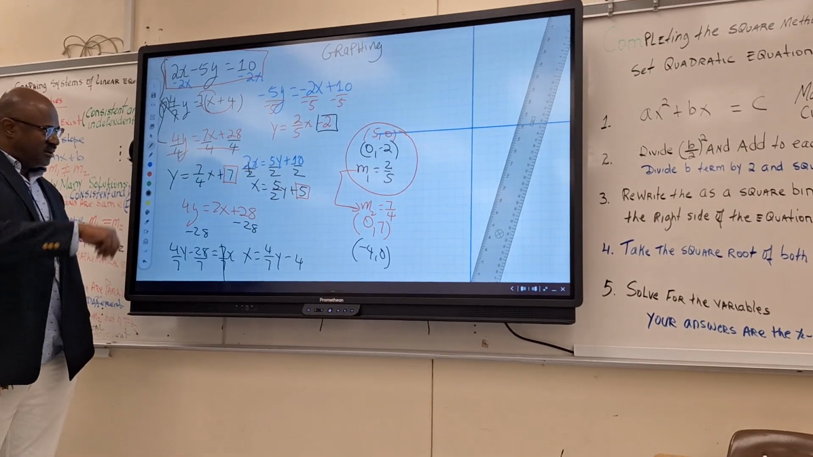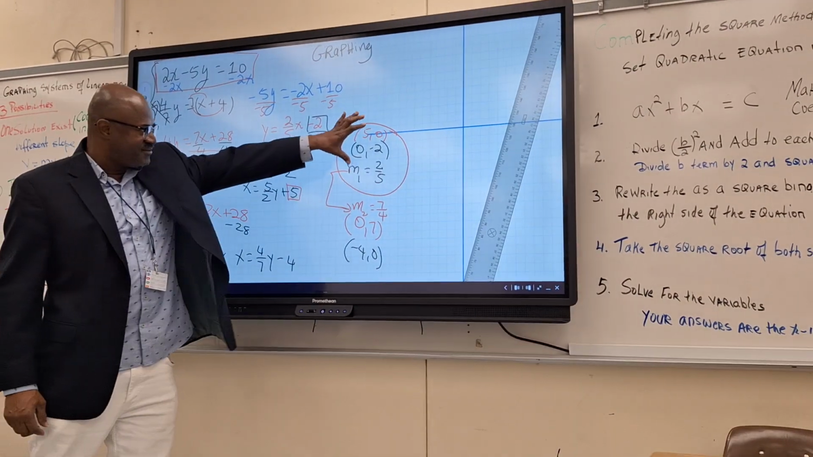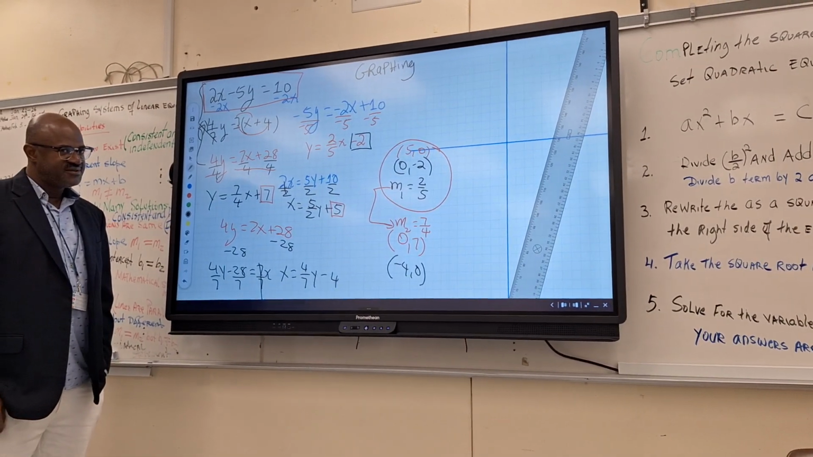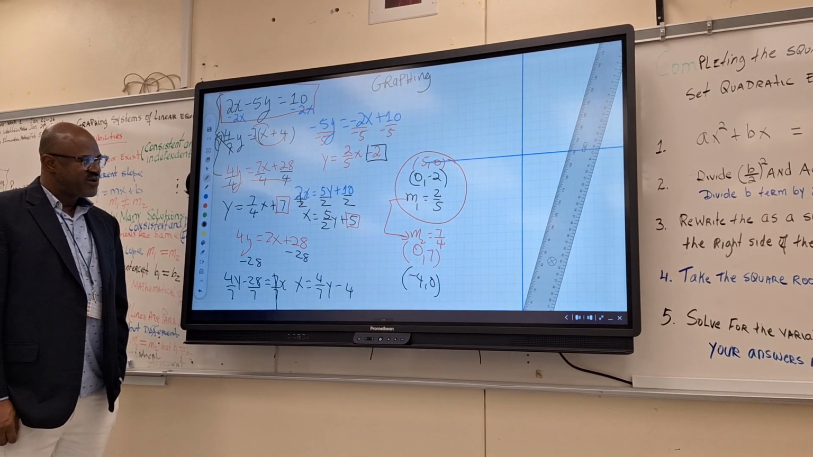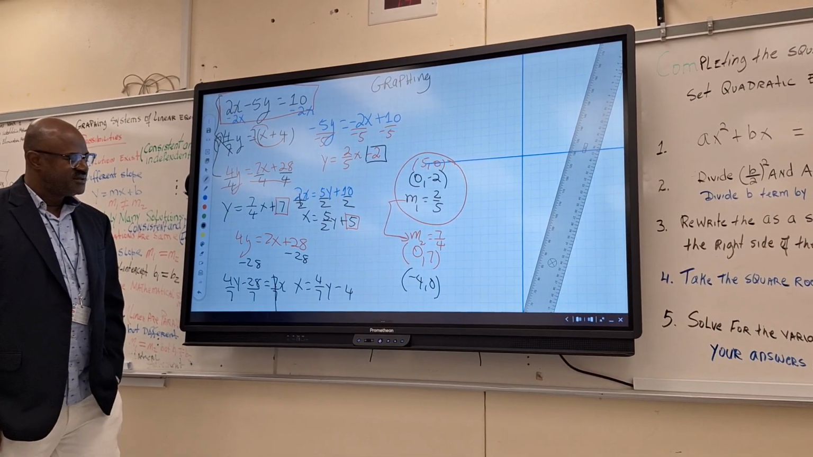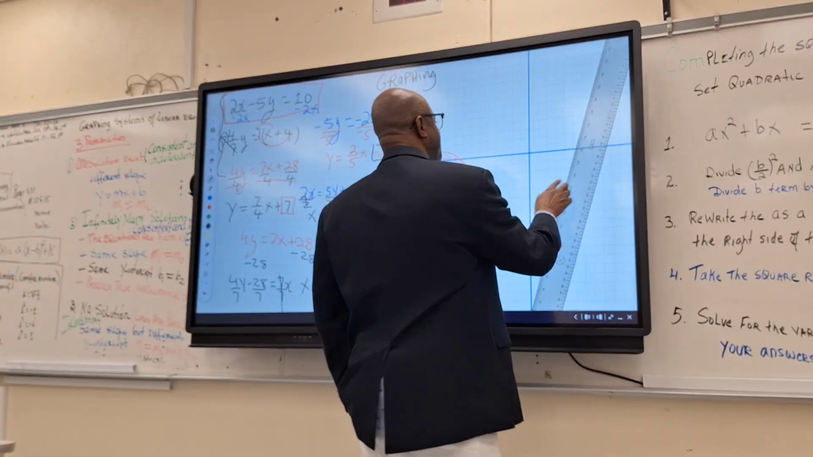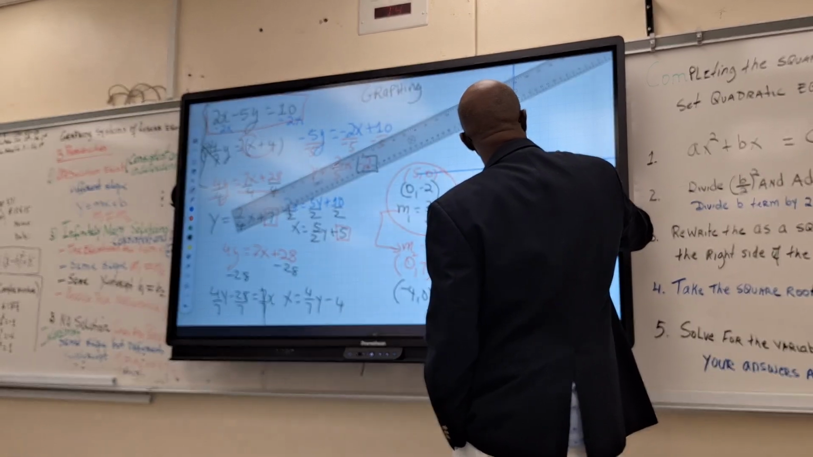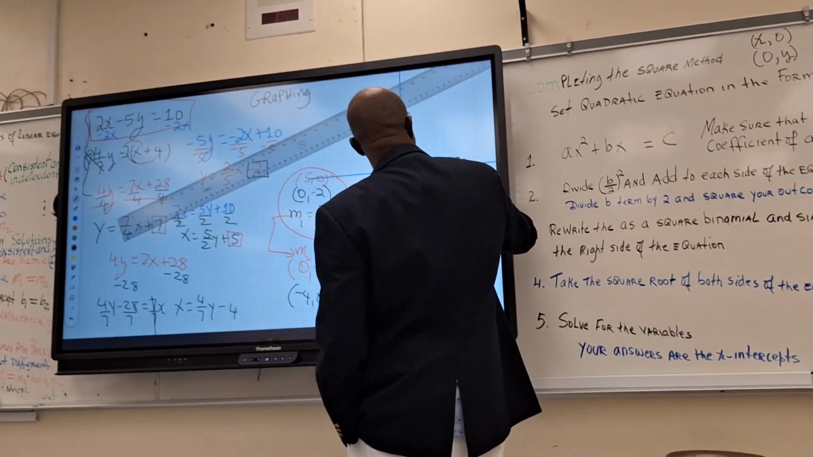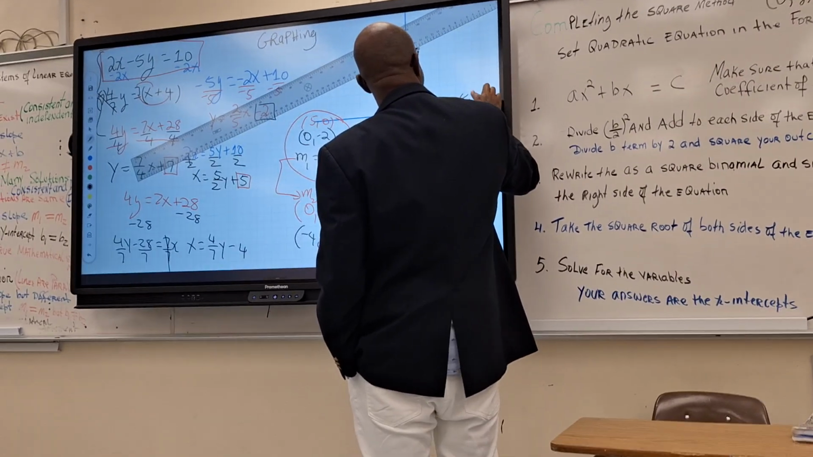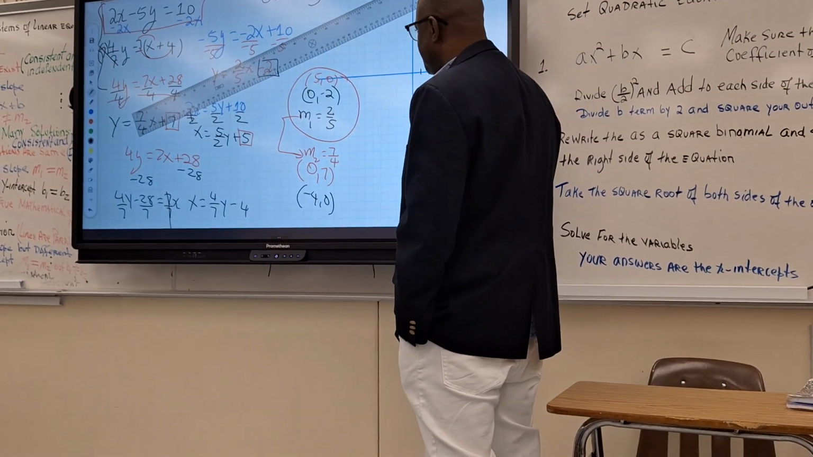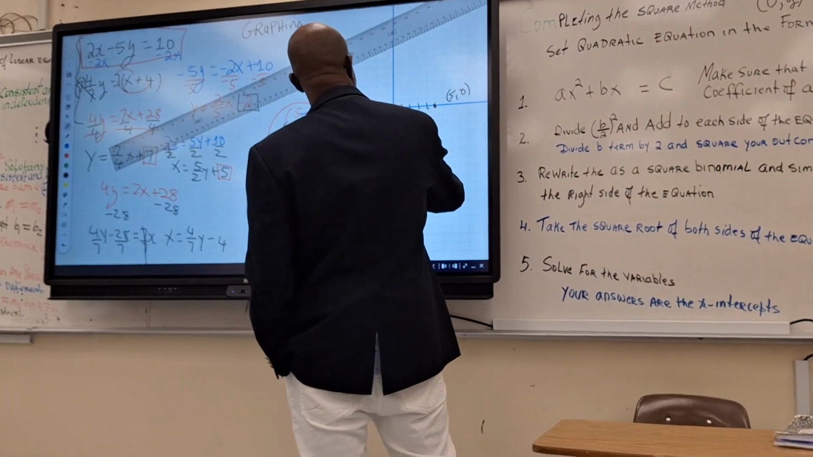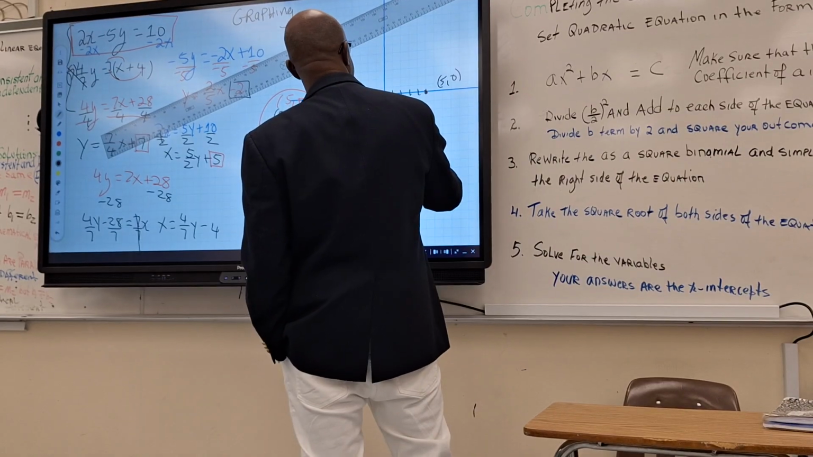So let's go plot the first 2 points, 5, 0. Where will you go to plot 5, 0? You go to the right, how many units? 5 units. So count 5 units: 1, 2, 3, 4, 5. That will be 5, 0. And for the second one, 0, negative 2, what will you do? You go down 2 units: 1, 2. That is 0, negative 2.